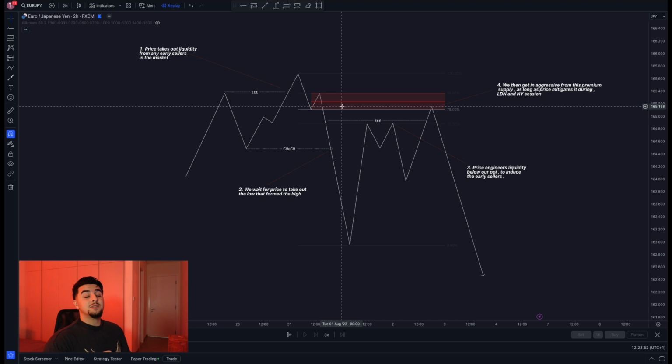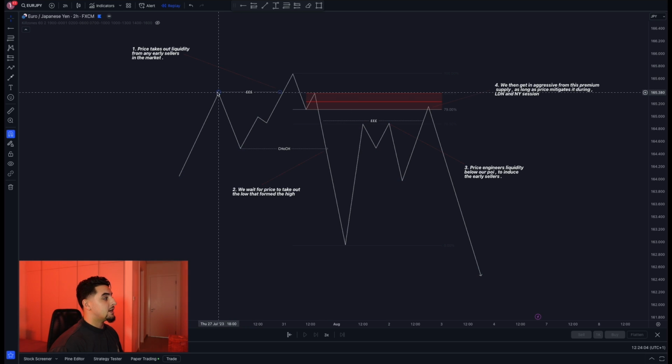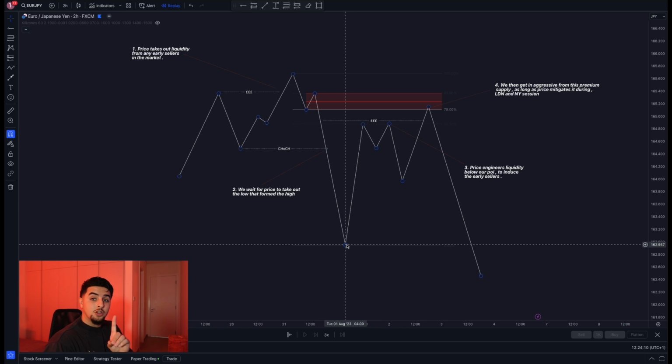And that is price must engineer liquidity below our area of supply, or below our POI, or in a buy scenario, above our area of demand. But let's just stick to the sell scenario right here. So price takes out the structure, then it takes out the low. This confirms the change in sentiment, but that does not confirm that we can get in aggressively just yet.